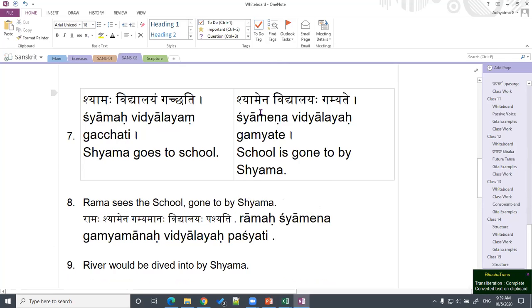Ramah Shyamena. So remember this thing, Shyamena Vidyalaya Gamyate. Here the Gamyate is being changed to Gamyamana. So Shyamena Vidyalaya Gamyamanaha. Exactly the same. Shyamena Gamyamanaha Vidyalaya Rama Pashyati. So once you understand the basic sentence, you understand what the participle is changing. The participle is just changing this verb form. Instead of Gamyate, it is making Gamyamana and creating the subclause: the school which is being gone to by Shyama, that's the school which Rama sees.